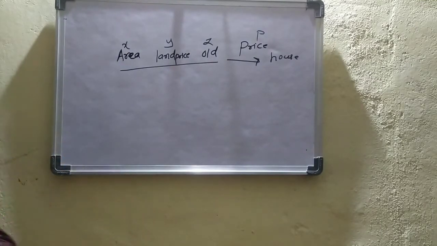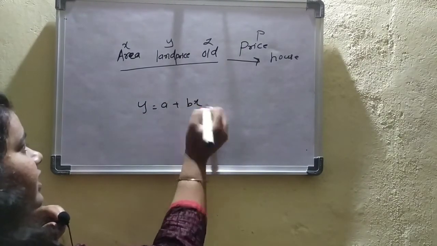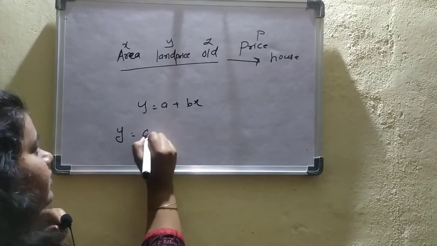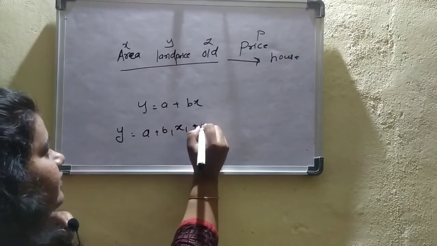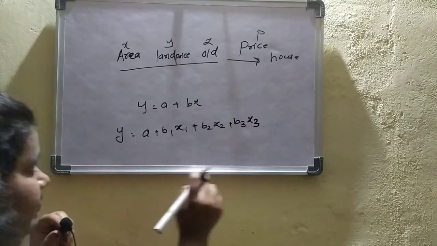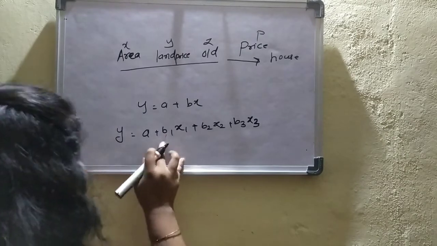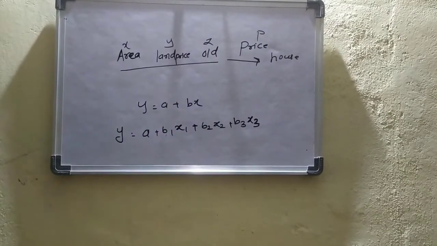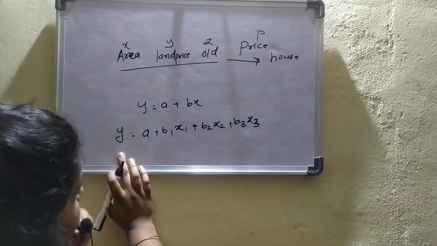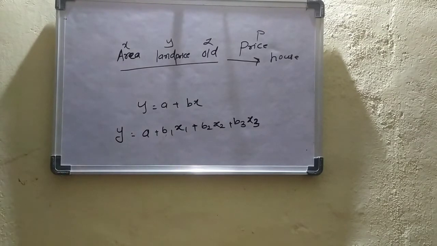We have shown previously that the formula for simple linear regression is y is equal to a plus bx, where we have a single independent variable x. But for multiple it is y is equal to a plus b1 x1 plus b2 x2 plus b3 x3 and so on. If we have three variables, we write b1 x1, b2 x2 and b3 x3. Here b is not the slope. b is the coefficient of that specific independent variable, and a is the intercept of that line. Here we cannot represent a single straight line, since we have multiple independent variables.